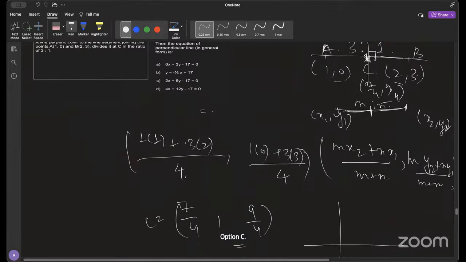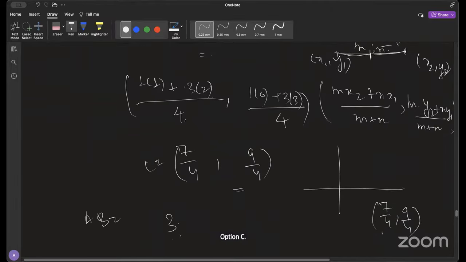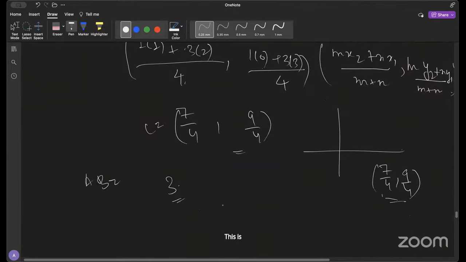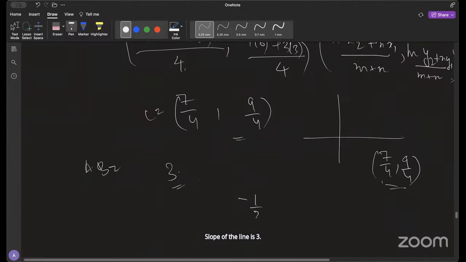The slope of the line AB is 3. This 3 will be the slope of the point. And the slope of the other line, the perpendicular line, is going to be minus 1 by 3. And this will be x minus 7 by 4 and y minus 9 by 4. So it's going to be this.